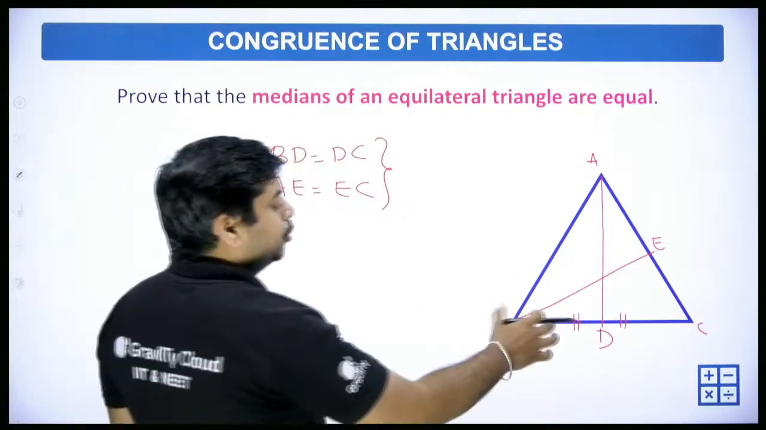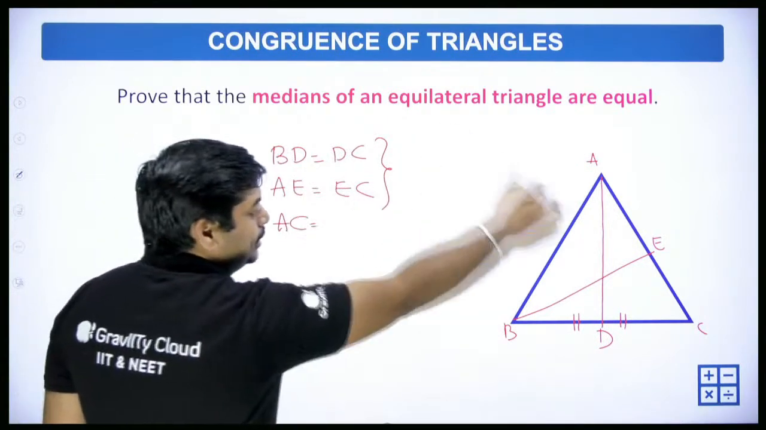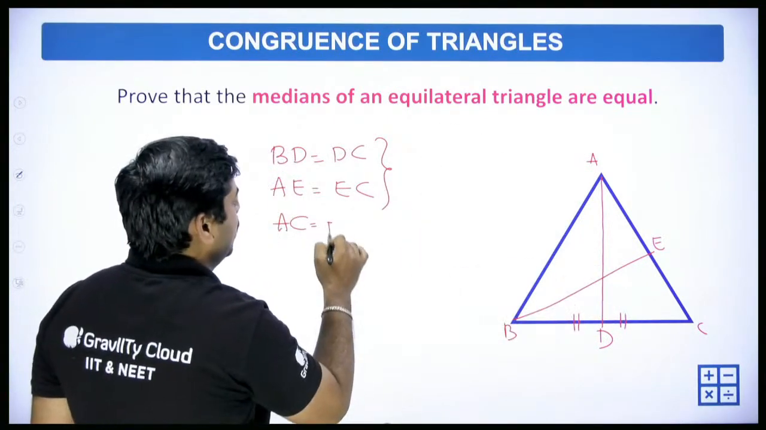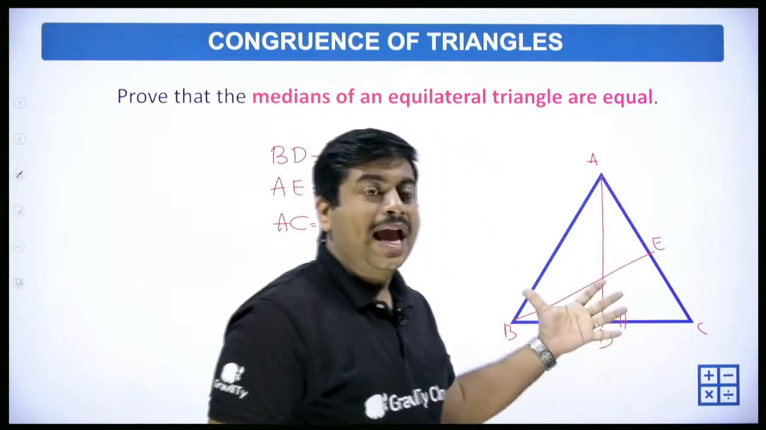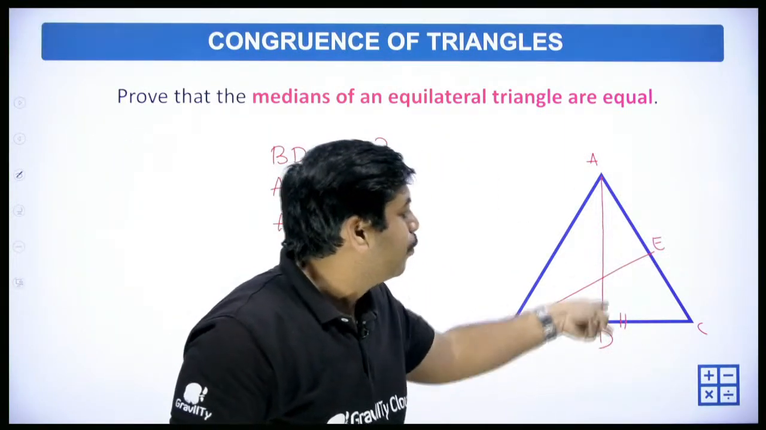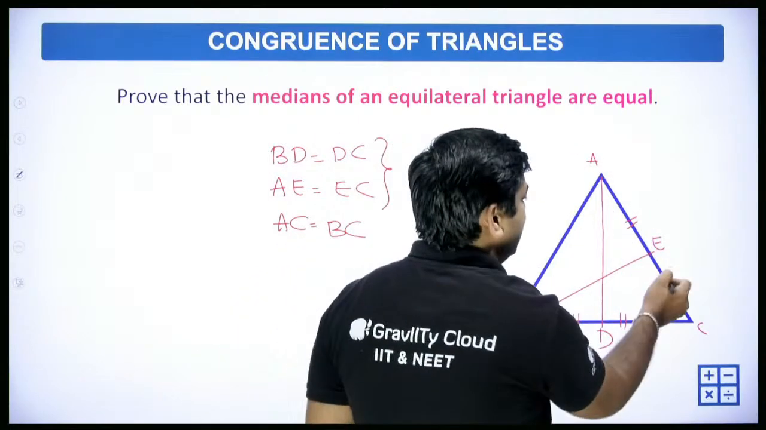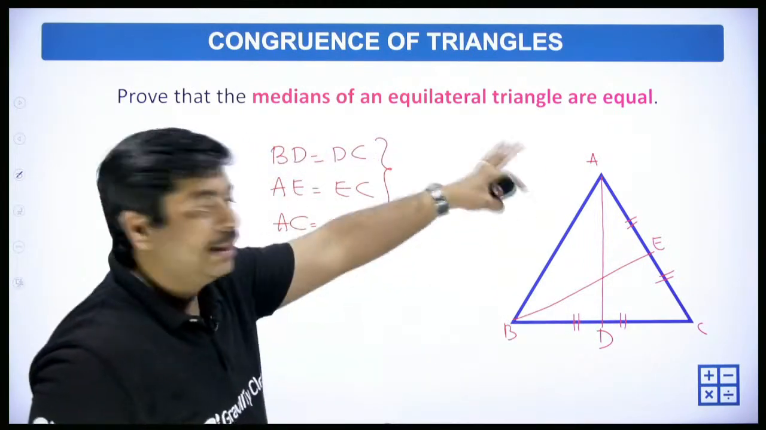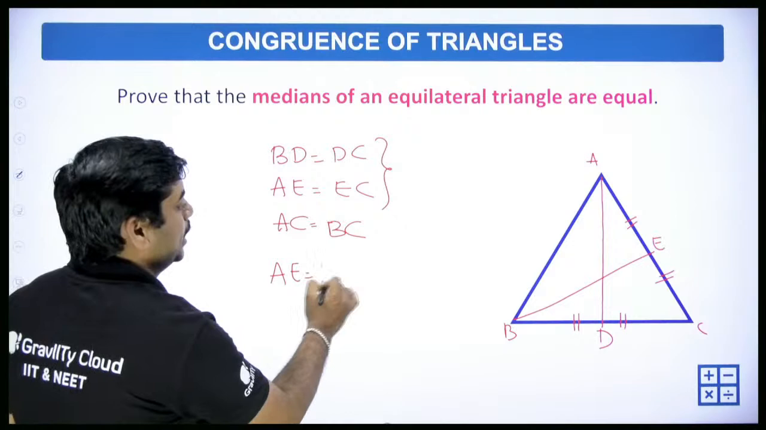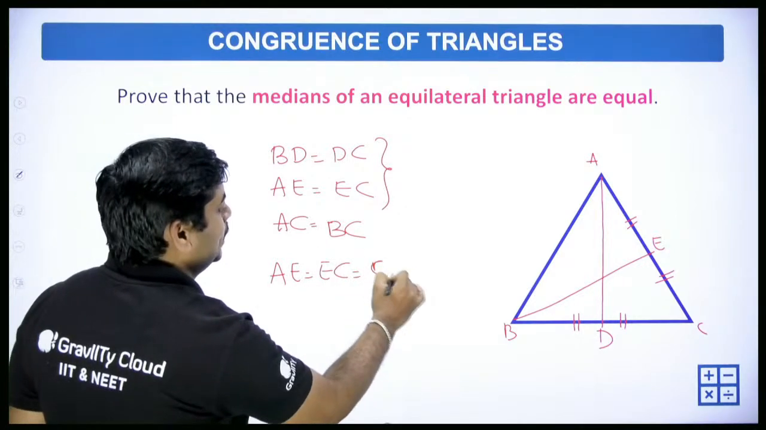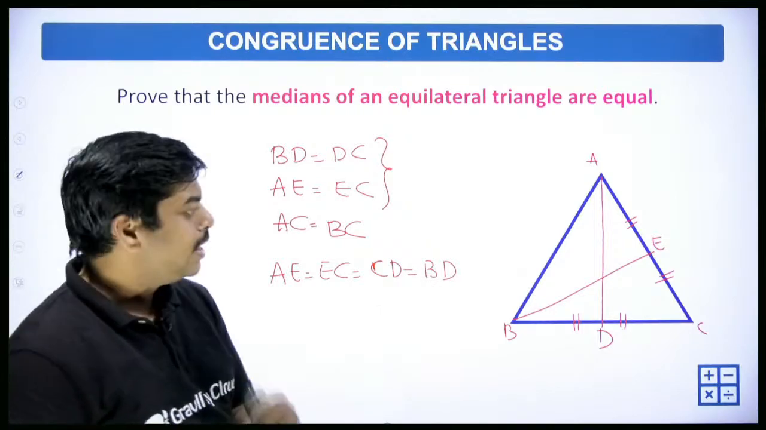But it is already given equilateral. So whatever you do, the sides are equal already, right? So AC is equal to BC. Already this side and this side are equal, and in that, exactly the midpoints, that means AE, EC, even these two sides are equal. As everything is the same, we can say that AE is equal to EC is equal to CD is equal to BD. All these half sides are equal.